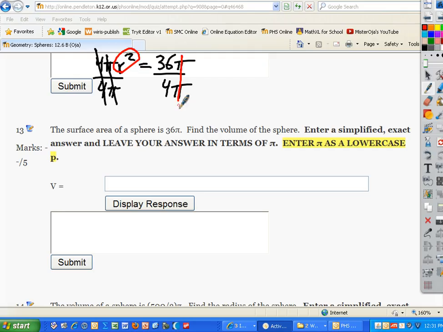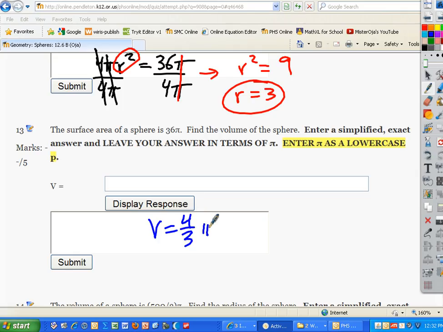36 over 4 is what? 9. Okay, so that gives us the equation r squared equals 9, right? So r would equal 3 if I square root. Good. So r equals 3. Now, all we've got to do is plug that into the volume equation to find the volume of the sphere. Well, we can do that. We know that volume equals 4/3 pi r cubed, so then it must equal 4/3 times pi times 3 cubed.